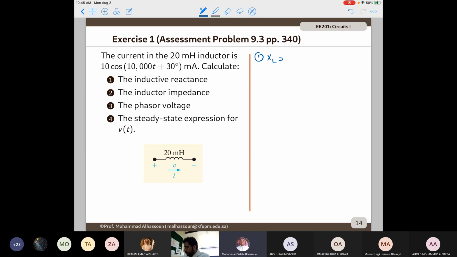Yasser? Yes, we can apply the formula. It will be omega times L. So 30 times 10 to the power 4. Exactly. And this one is 200 ohm. Okay, so Ziad, what is the inductor impedance? We add the imaginary j. Yes.